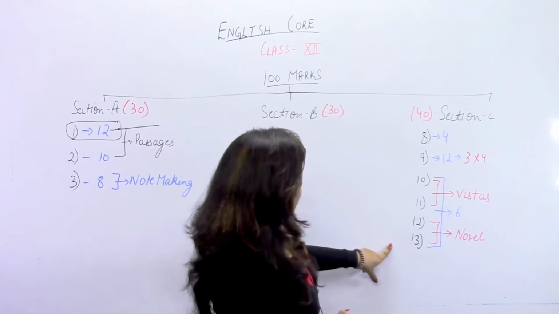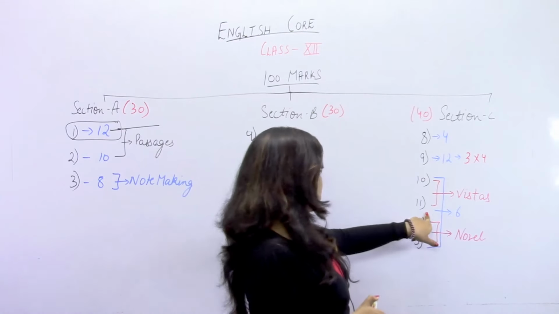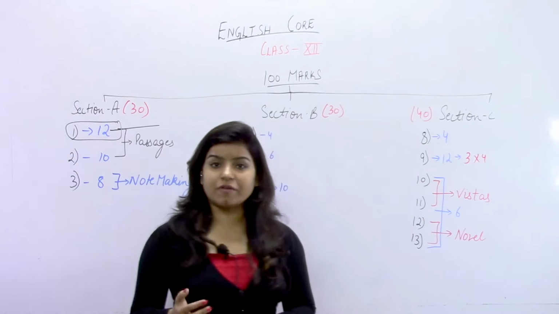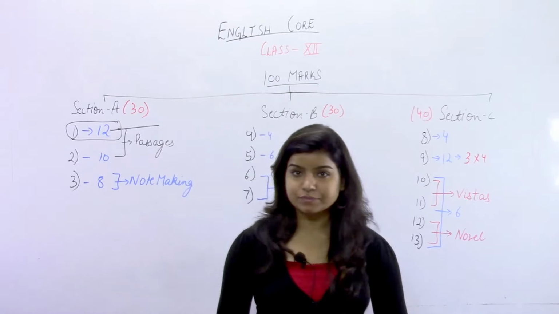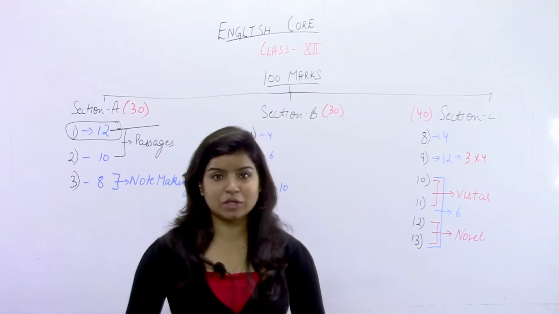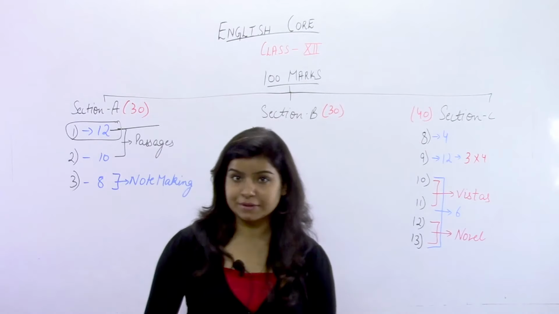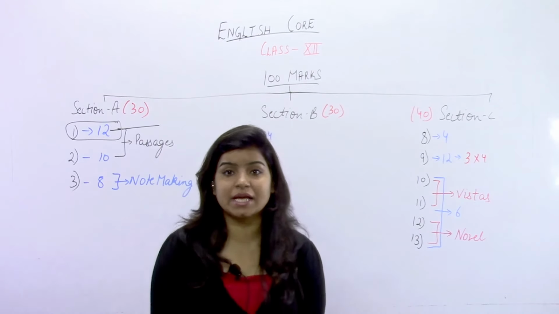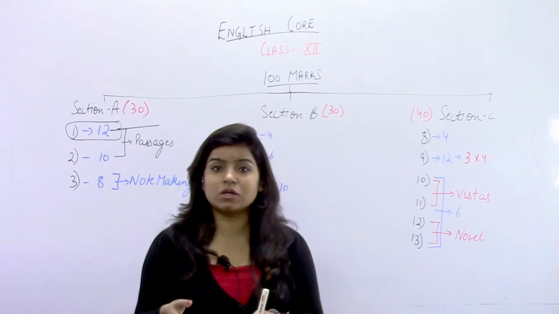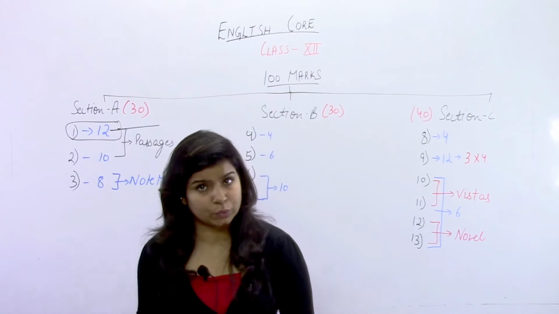For the next questions, first of all, the 11th question is from Vistas, where you have to go through the chapter thoroughly, and only then you'll be able to answer the long question very precisely, because the answer must not only fill the page limit, but it must also contain good content.